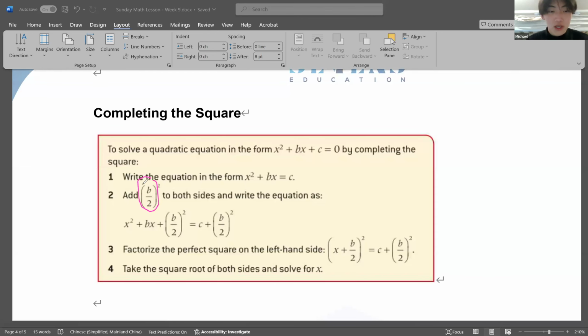It tells you that the term is b over 2 squared. So we just put that term on both sides straight away. The motive behind this is the same, so that you can factorize this, and then the extra term, if you put it on the left, is minus b over 2 squared. It's the same as what we have before. So with this extra term, the left-hand side actually becomes a perfect square.